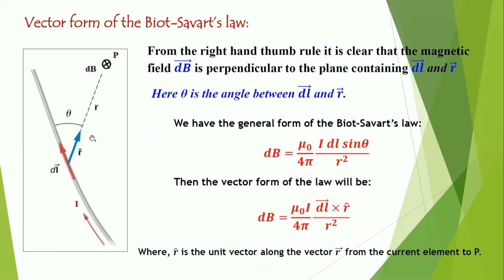And if r cap is a unit vector along the vector r, then we can write dl sin theta as dl cross r cap, because we know this dl cross r cap will give us the modulus of dl, that is dl, times the modulus of r cap, the unit vector, times sin theta. So dl sin theta can be written as dl cross r cap, divided by r square. So this is the vector form of Biot-Savart's law.